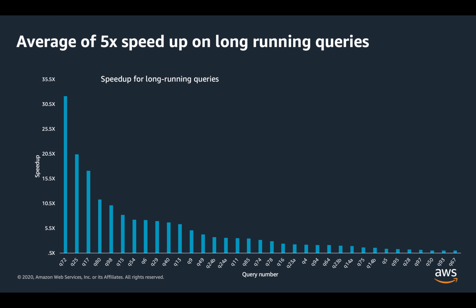We have seen an average of 5 times speed up on long running queries. Long running queries are any queries taking north of 130 seconds in EMR 5.16. If we look at this chart, we have the speed up on y-axis and query number from TPC DS benchmark on the x-axis, and we can see an average of 5 times improvement for long running queries and speed up of up to 32 times for some queries as seen in query 72.